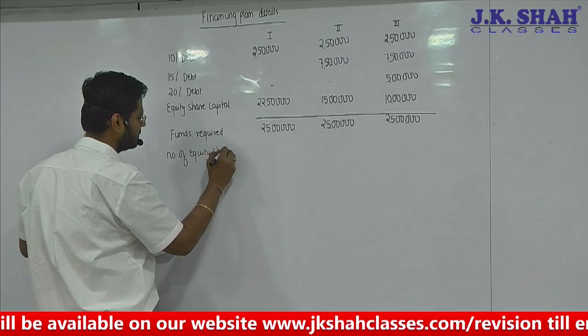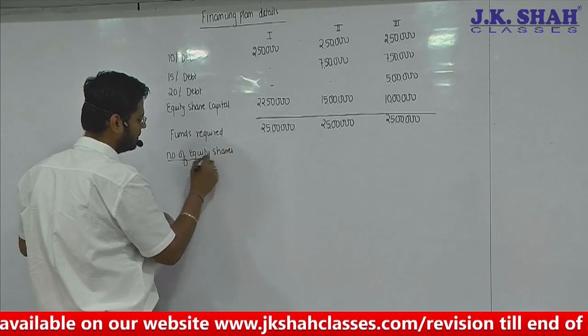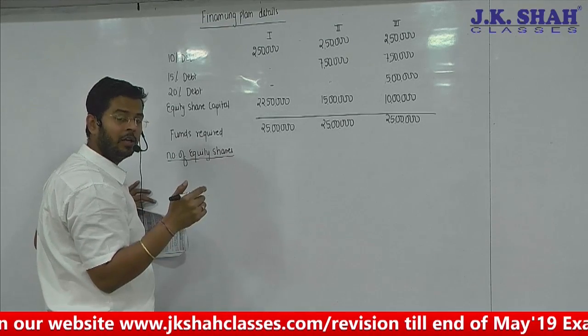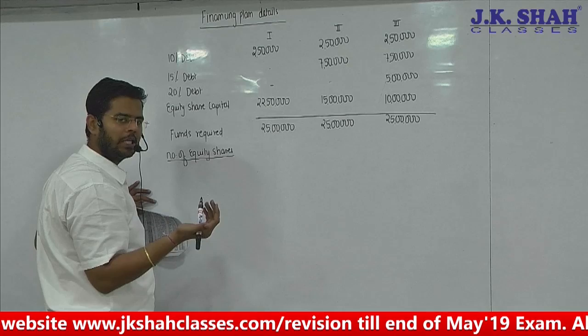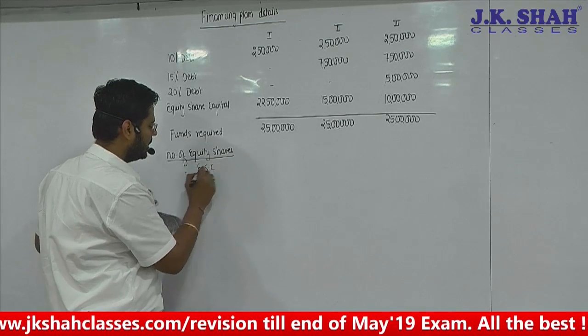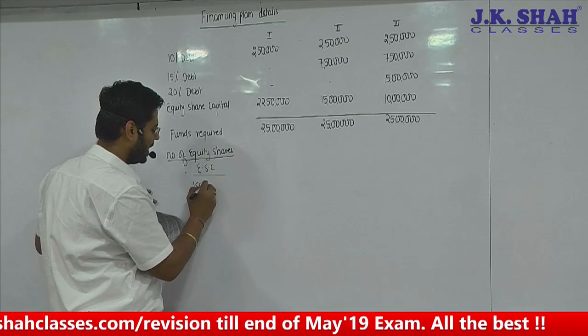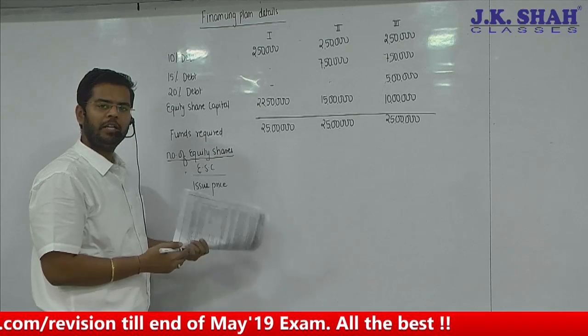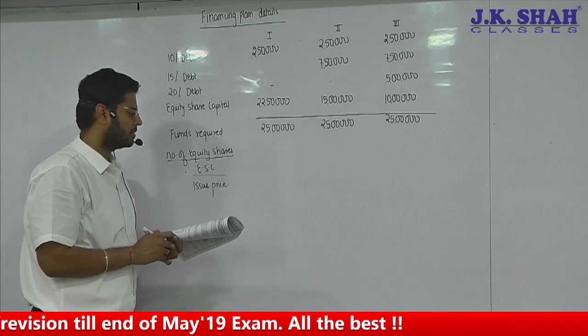shares. I told you, sometimes the question will give you the number of equity shares. Sometimes it will not be given. So if it is not given, we'll have to calculate it. How do you calculate that? That is equity share capital, and you just divide it by the issue price.